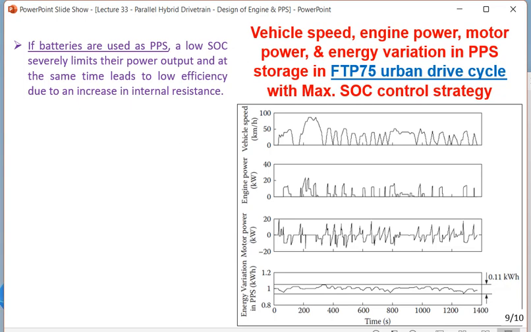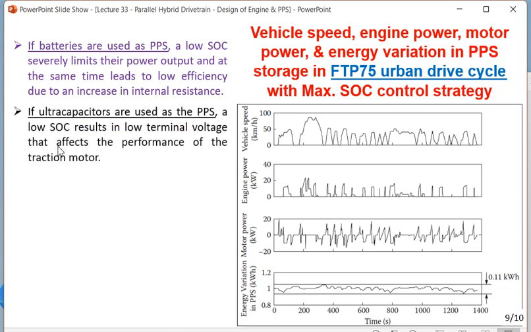If batteries are used as the PPS, and we always talk about the battery as PPS but it is not necessarily always a battery, a low state of charge severely limits their power output and at the same time leads to low efficiency due to the increase in internal resistance. So what you find is that if a battery is used as a secondary source or PPS, it has higher internal resistance. That will cause low efficiency due to the increase in internal resistance. This is one shortcoming of the battery as PPS: efficiency will be low and this will reduce the power output.